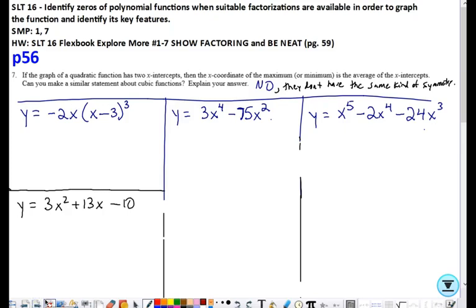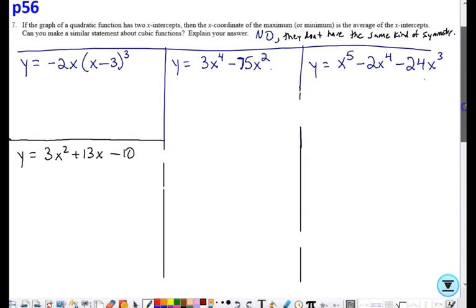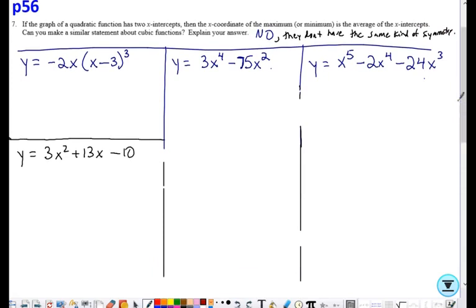So on page 56, we're not going to really answer that question at the top. Instead, I would like you to practice a few more factoring and graphing problems. So in all of the space on 56, I want you to write down these 4 equations, pause the video, factor completely, and sketch your graph, and then come back and check your answers.